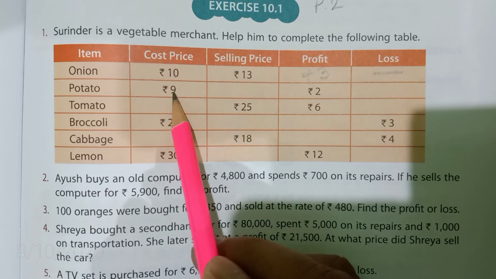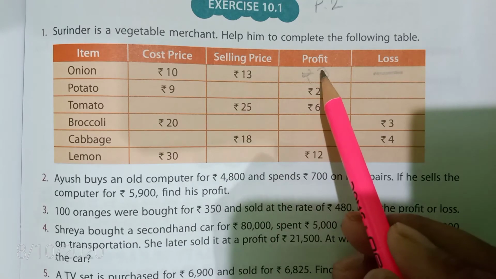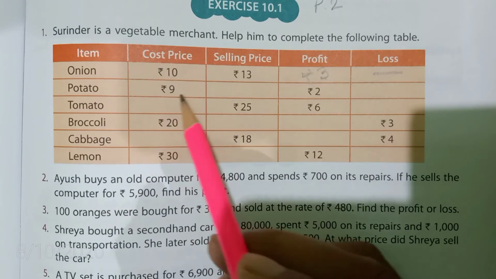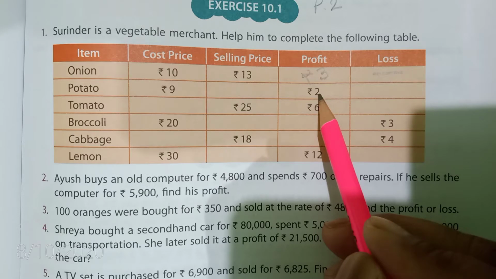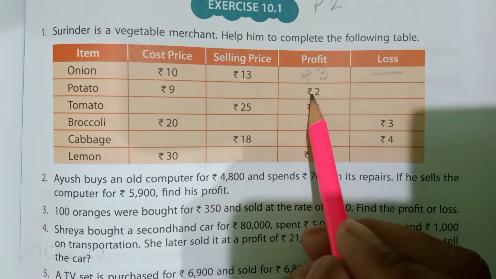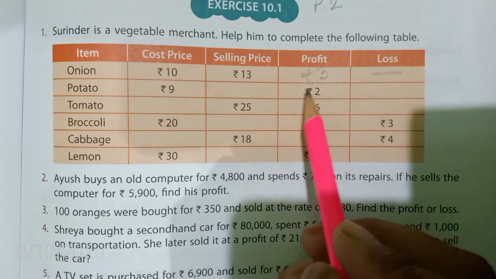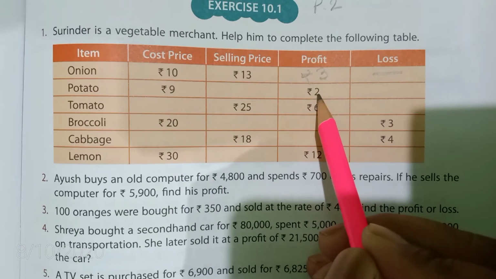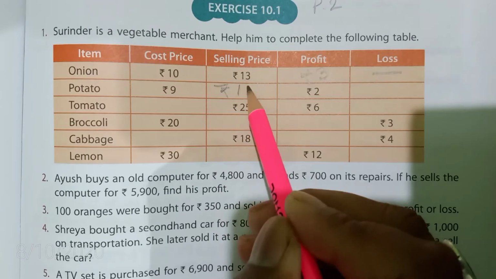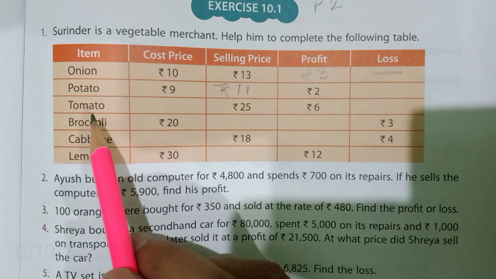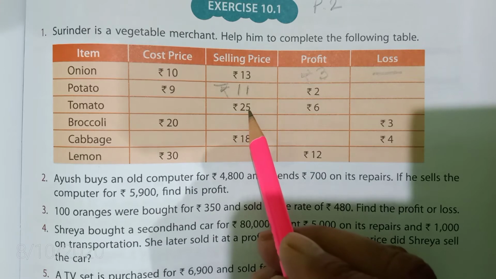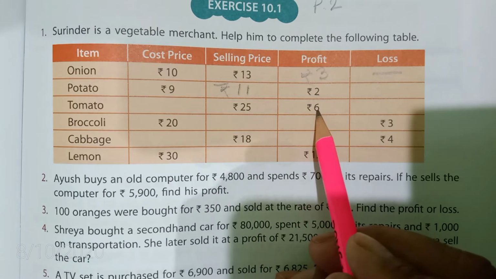cost price is ₹9, selling price is blank and profit is ₹2. See, children, CP equal to ₹9 and profit equal to ₹2. Then SP equal to cost price plus profit, that is CP plus profit. CP is ₹9 and profit is ₹2. Then SP equal to ₹9 plus ₹2 equal to ₹11. Next for tomato, CP you have to find, SP equal to ₹25 and profit equal to ₹6.